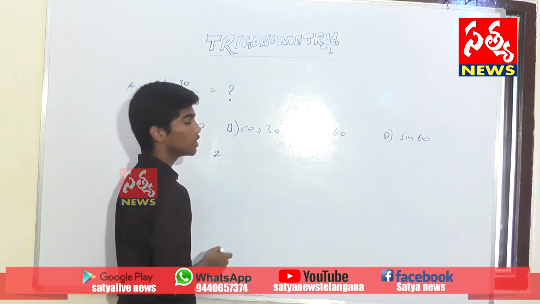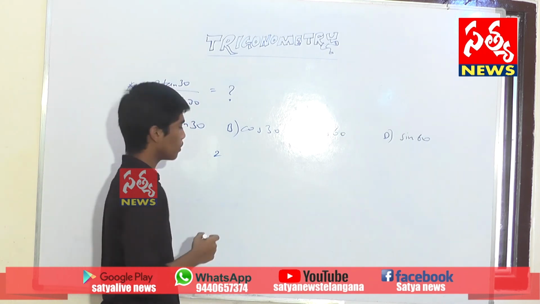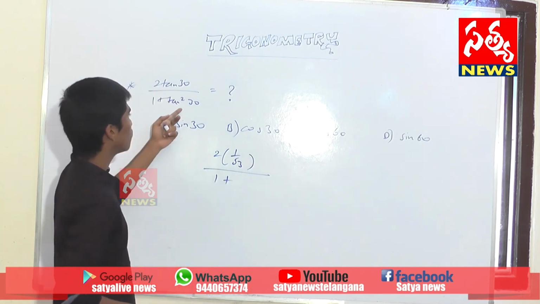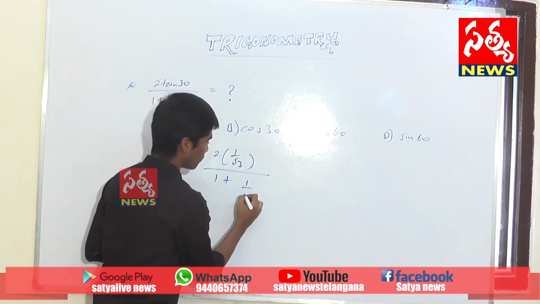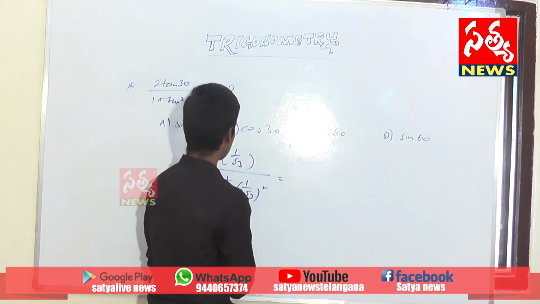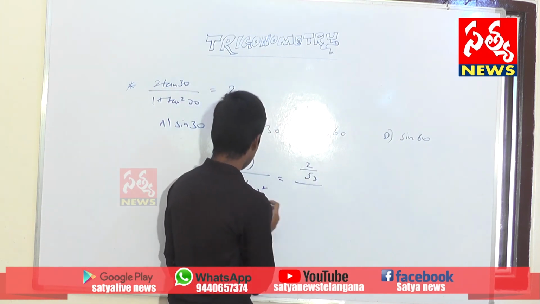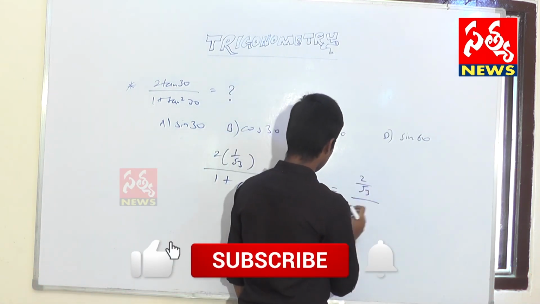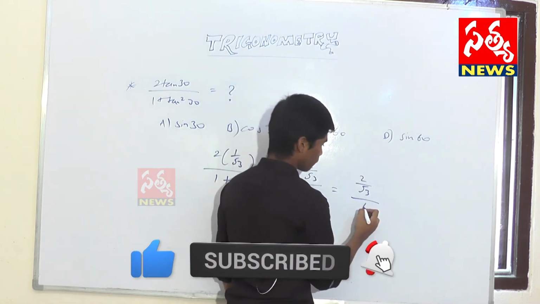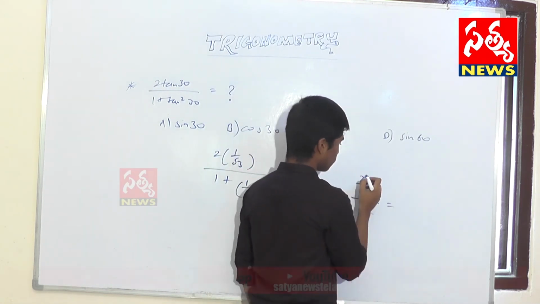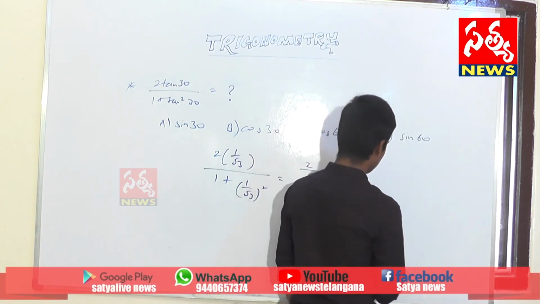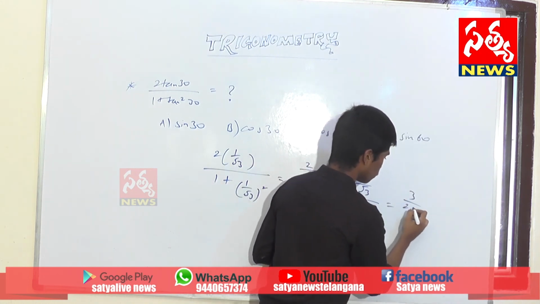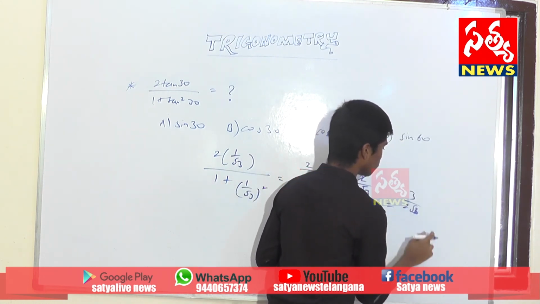2. What is tan 30? It is 1 by root 3, by 1 plus tan square 30, 1 by root 3 whole square, 2 by root 3 by 1 plus 1 by 3, 2 by root 3, 3 plus 1, 4 by 3. We get 2 ones, 2 twos, 3 by 2 root 3 is our answer.